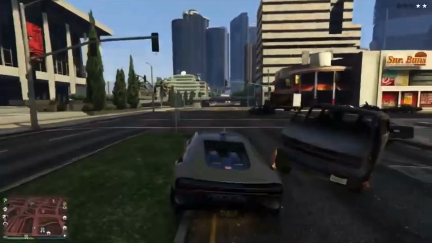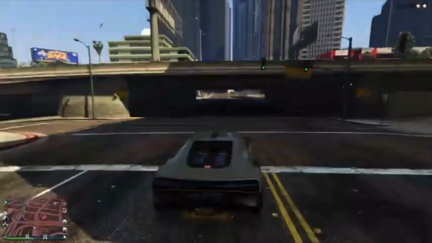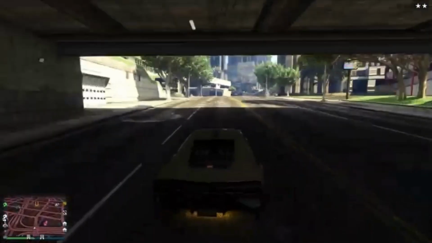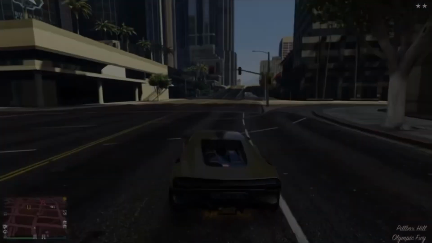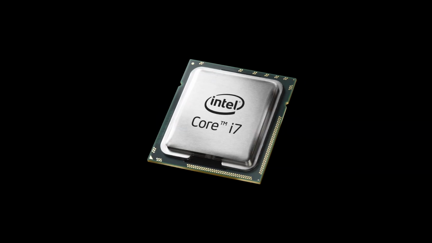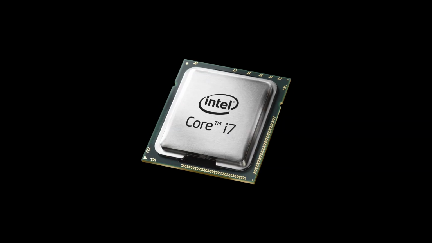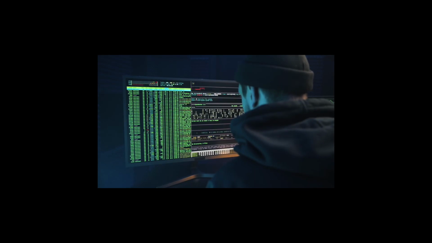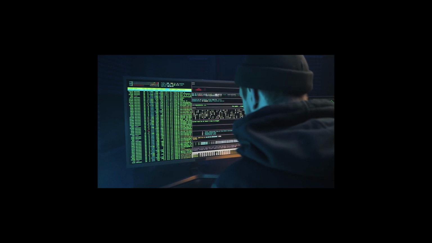When your FPS drops, there's a bottleneck in one or more of your system's components. Here's the 4 main things causing these issues. Number 1. CPU bottleneck. The CPU, or the central processing unit, is the brain of your computer, and it handles all the calculations required to run the game.